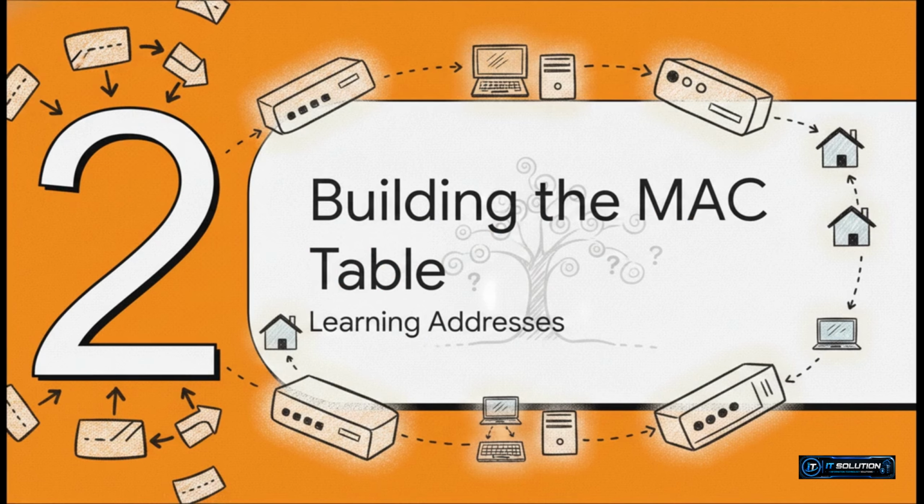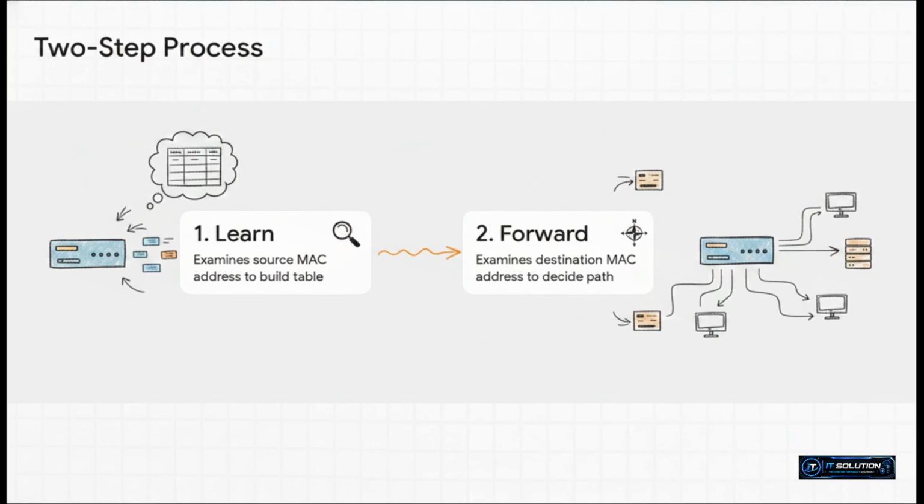Moving on to Section 2, building the MAC table and linking those addresses. Right, so if the address book starts out totally blank, how in the world does it learn where everyone is? Well, it relies on a very elegant two-step process. Step 1, the switch learns. Every single frame that enters a switch gets inspected. The switch acts exactly like a mailroom clerk, checking the incoming frame's return address, that's the source MAC address, and noting the exact port number it arrived on. If that specific address isn't already in the table, it gets added right then and there.